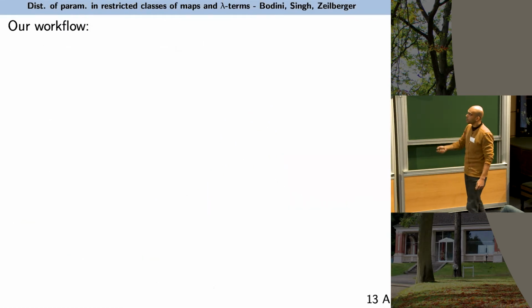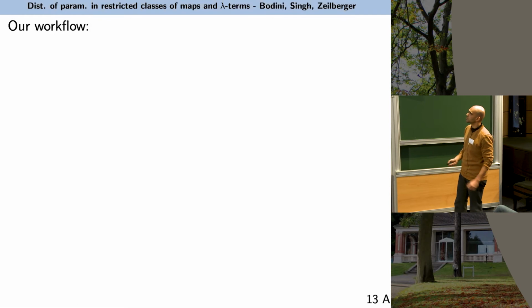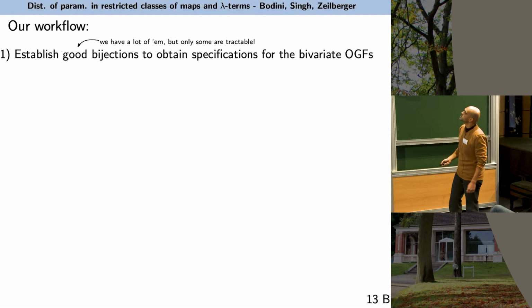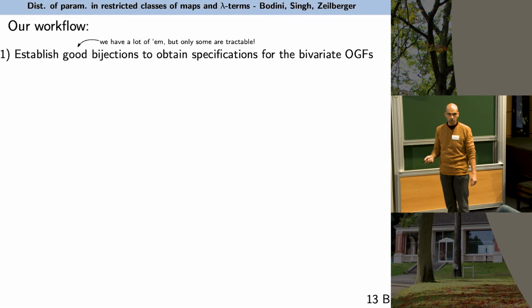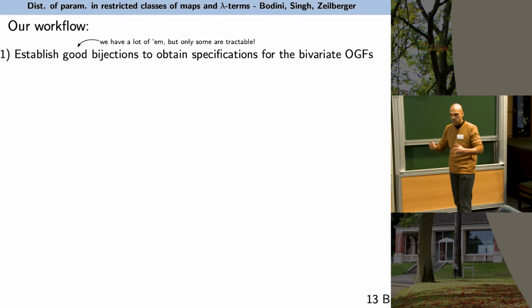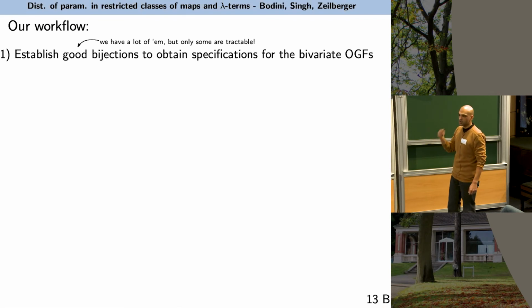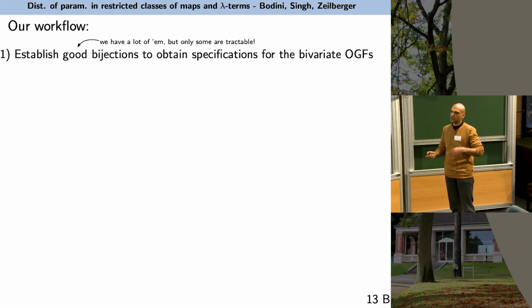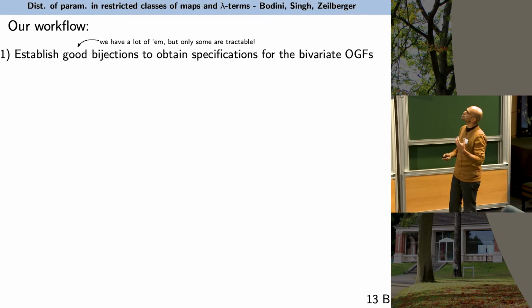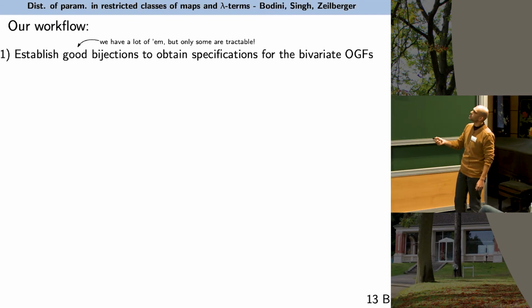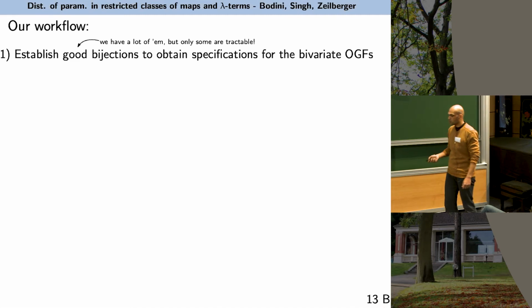And so our workflow for deriving these results is quite streamlined. First of all, we start by establishing good bijections to obtain specifications for the bivariate ordinary generating functions. And here I say good because we have a lot of these kinds of bijections and decompositions, but not all of them are tractable, and not all of them give us a handle on all kinds of parameters. So each parameter somehow forces us to use a specific kind of decomposition, a specific kind of bijection. So the first step is establishing the good bijections we want.